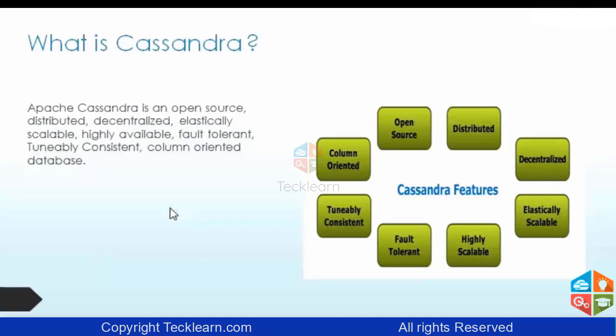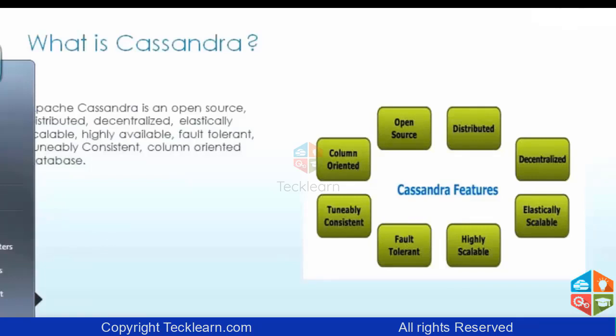Now we will try to figure this out. We'll break this complete definition into smaller things, and then we'll try to understand what exactly Cassandra is. So first of all, what is Cassandra? Cassandra is basically a database, right? It's a distributed database. Now, what exactly is a distributed database here?